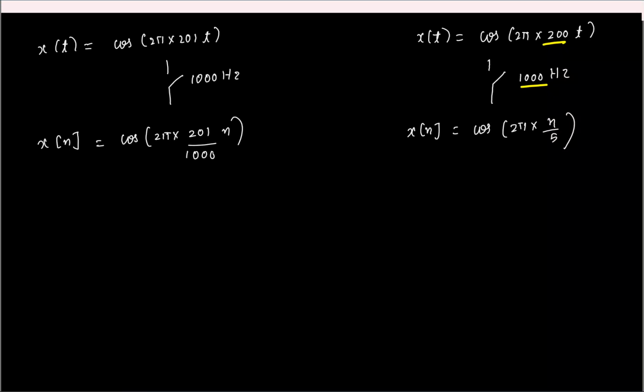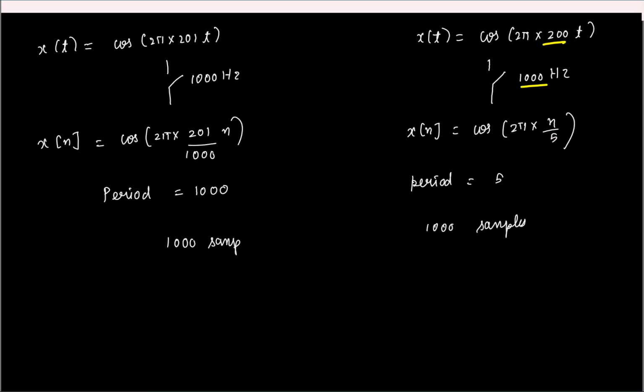So what is the period of the sequence? This is a periodic signal, right? So what is the periodicity of this? 1000 samples. After every 1000 samples, it's going to repeat. So here the periodicity is 1000 samples. And what is the period here? 5. Okay. And remember, in both these cases, I took 1000 samples and then quantized it.